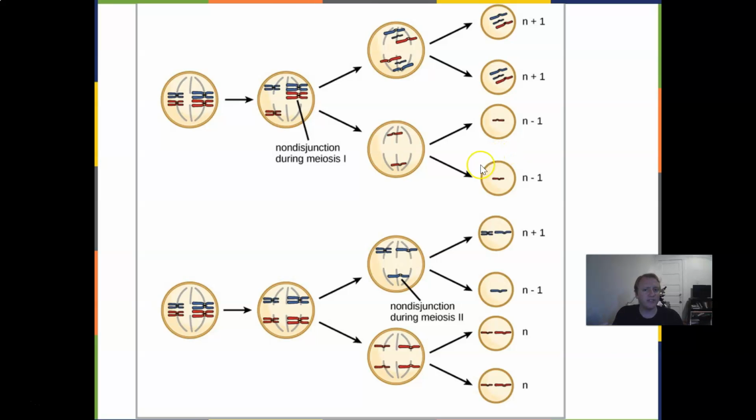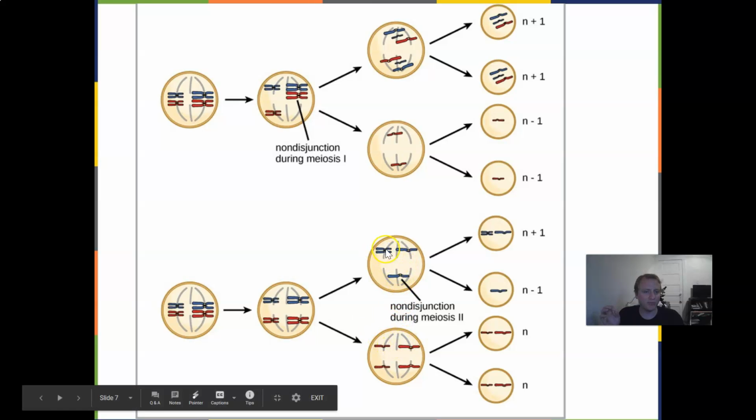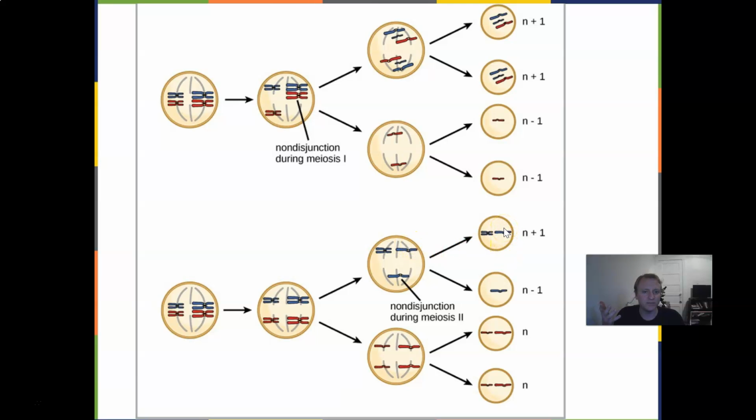Let's look at what happens if we wind up with the non-disjunction, or failure of chromosomes to separate, in meiosis 2. So meiosis 1 went off without a hitch, as it's supposed to happen. But then in meiosis 2, basically what happened is this chromosome, the sister chromatid, didn't separate. These sister chromatids did separate just fine, but these sister chromatids did not separate. And so you wind up with a cell that has one too many chromosomes, one with one too few chromosomes, and two that are just normal.